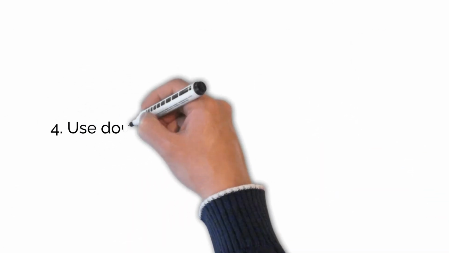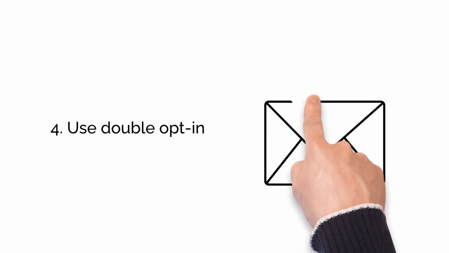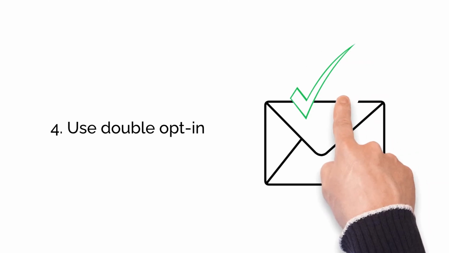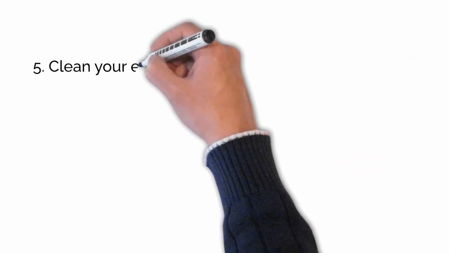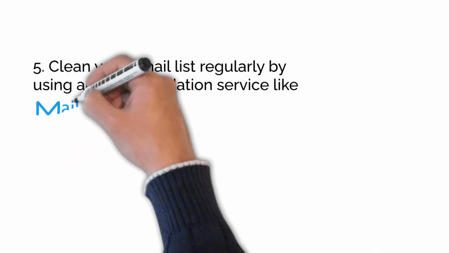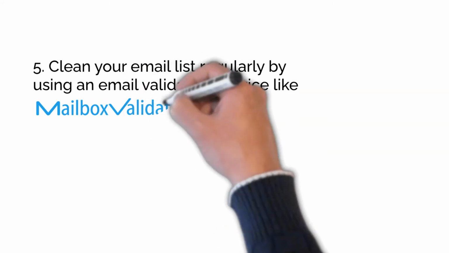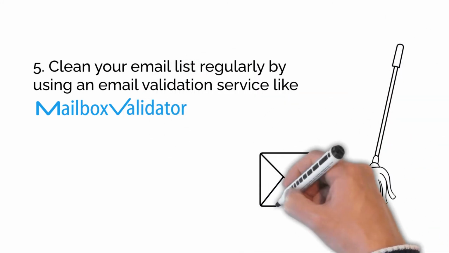Step 4. Use double opt-in. By using double opt-in, emails are sent to people who are actually interested in your emails. Step 5. Clean your email list regularly by using an email validation service like Mailbox Validator. With a freshly validated mailing list, you can keep your bounce rate to a minimum.